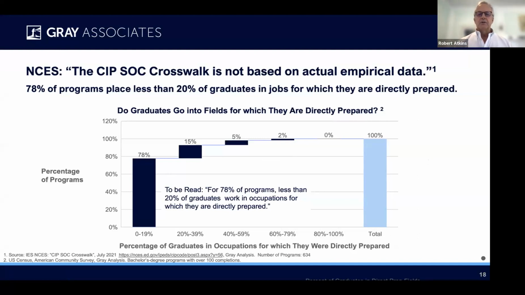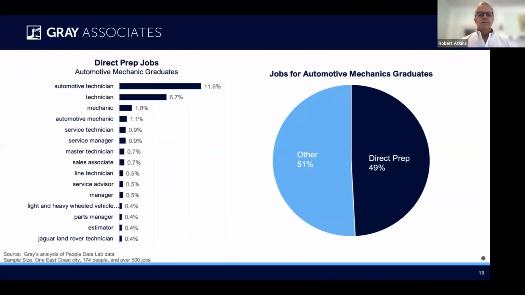Let's take a little bit closer look at some of that. Let's take auto mechanics. Pretty straightforward program, teaches you to do one thing, fix cars. And indeed, 49% of students go into the field for which they're directly prepared.